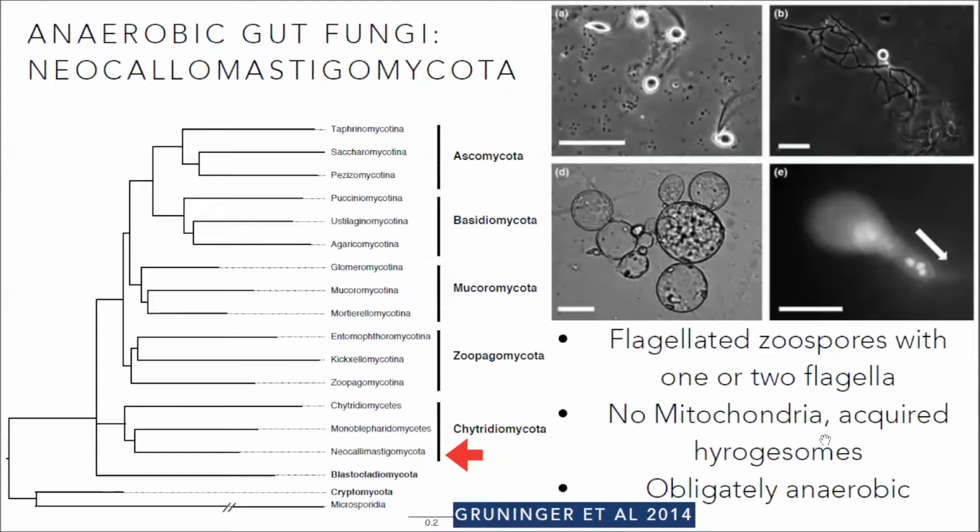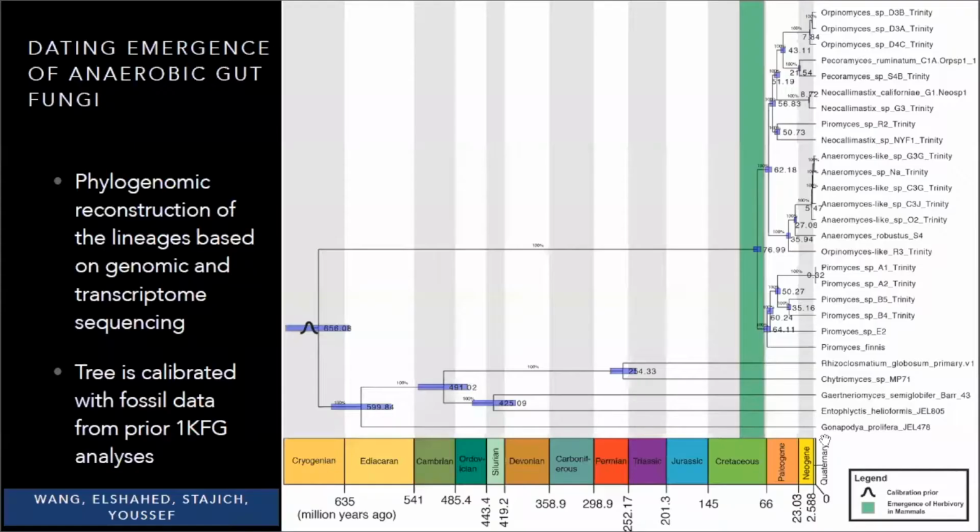So you can find these, we're on an ag campus, so you might have cows that have fistulas. You can go in there and you can sample fluid from the rumen, and inside that anaerobic fluid, you can culture anaerobic fungi. And these are zoosporic fungi that are really weird. They don't have mitochondria, they have hydrogenosomes, and they are obligately anaerobic.